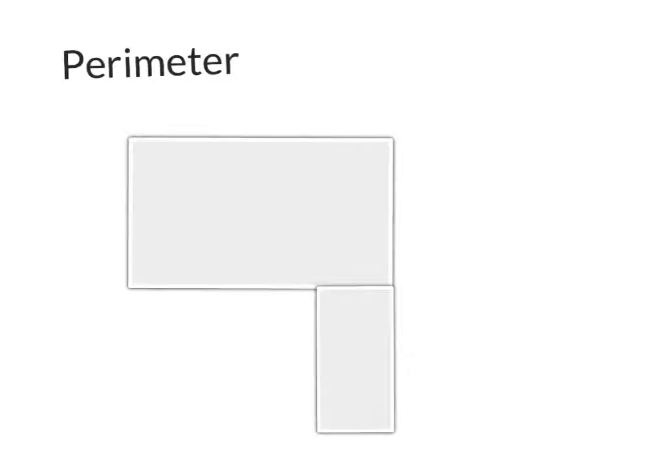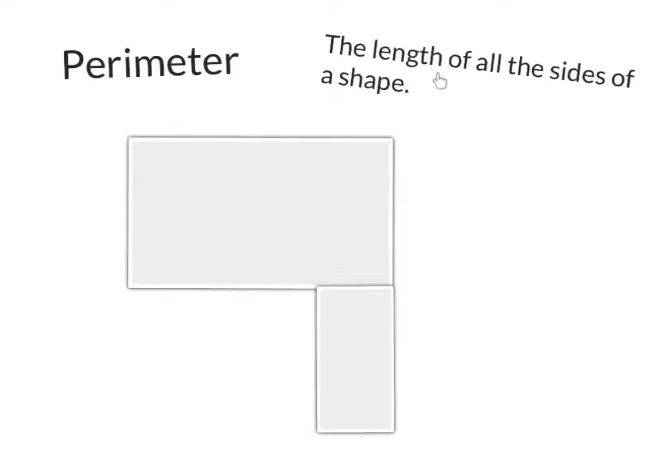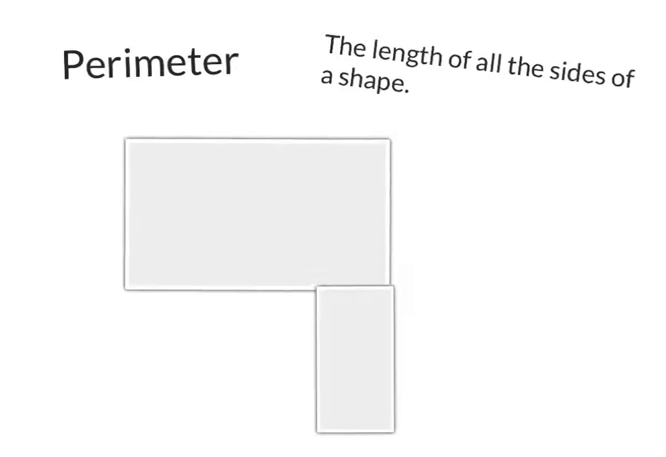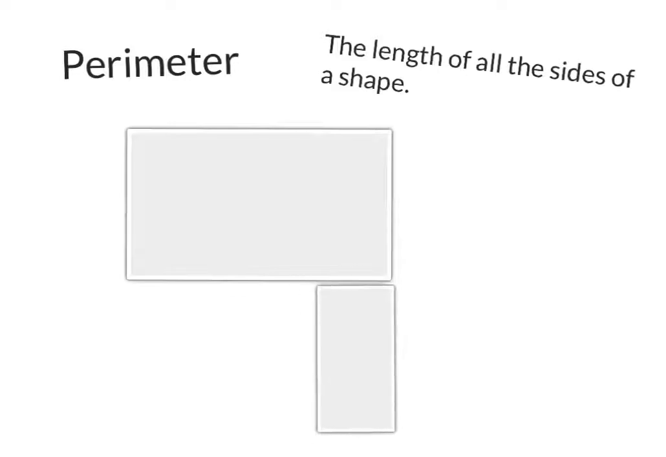So, perimeter then is the length of all the sides of a shape. And here I've got a compound shape. Compound shape means two shapes stuck together. So here I've got a bigger rectangle stuck with a little rectangle to make a compound shape. Okay, let's now work out what its perimeter is.